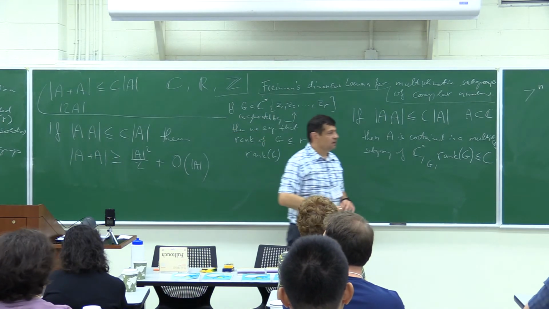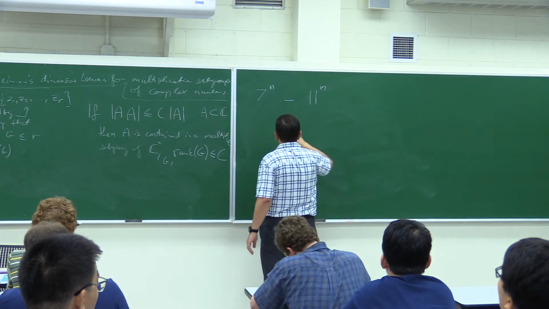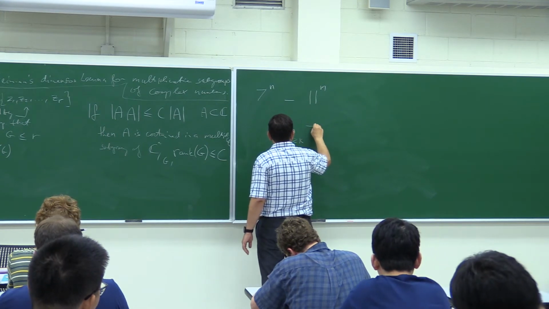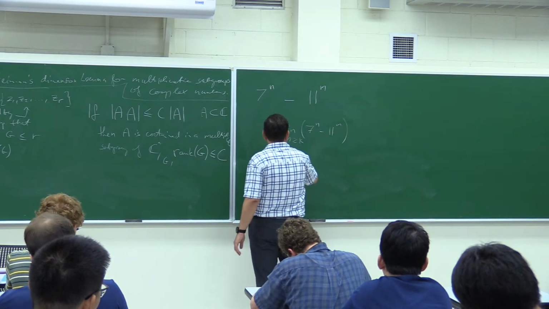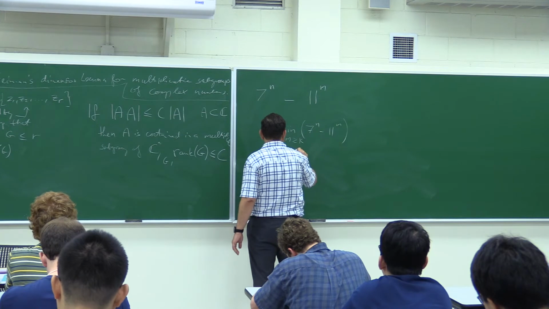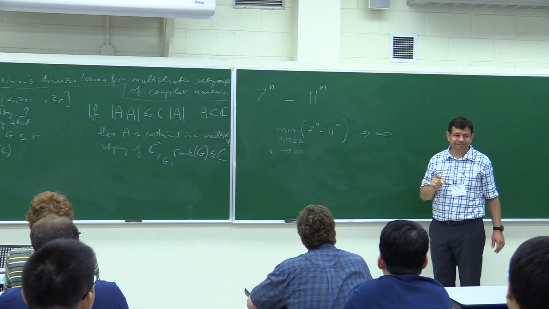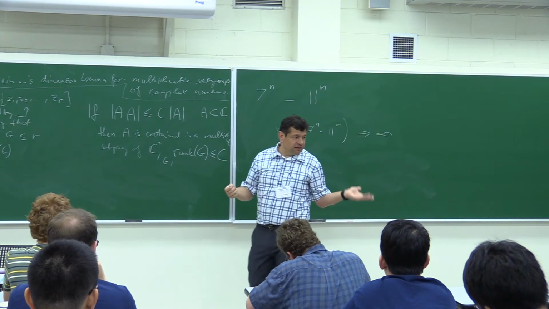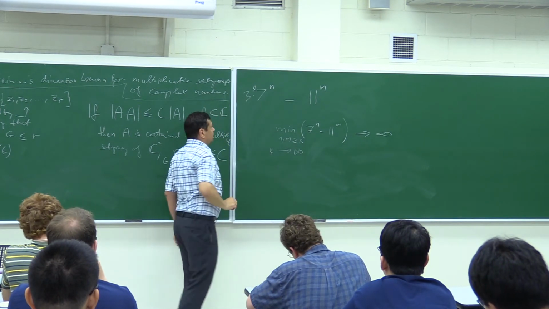So what I'm saying is that the minimum, if n and m are larger or equal than k, of 7 to the n minus 11 to the m goes to infinity as k goes to infinity. So you have two exponential things, but those are just numbers. So I could add here another number, 3 to the L, but you don't have to.